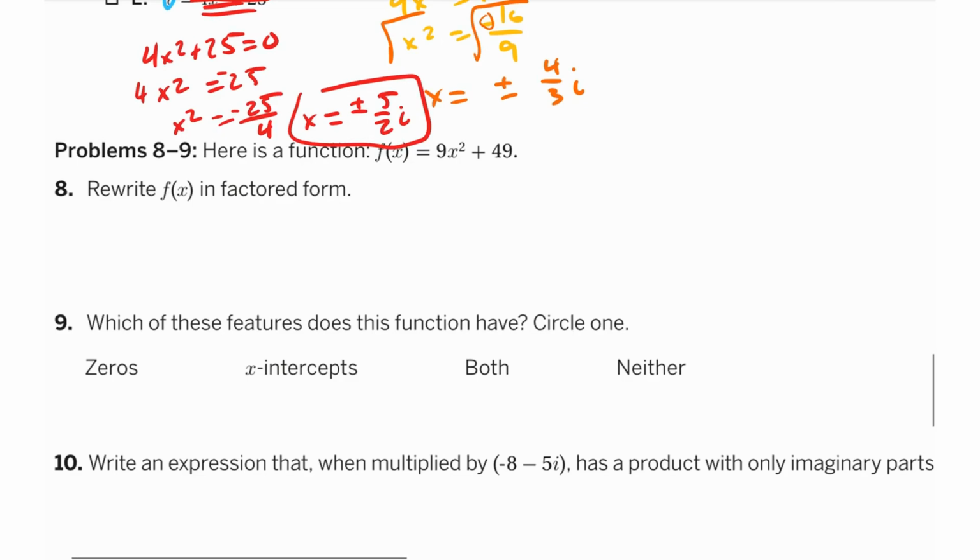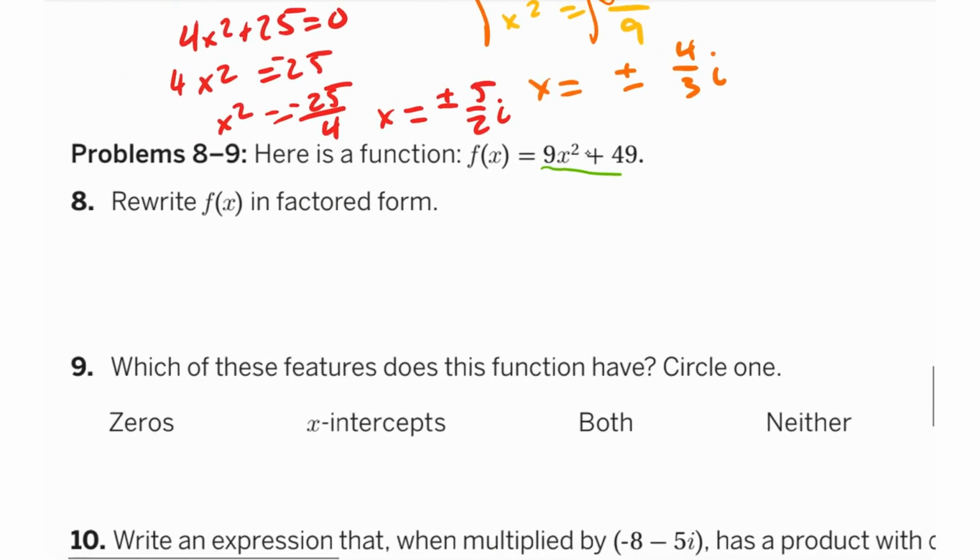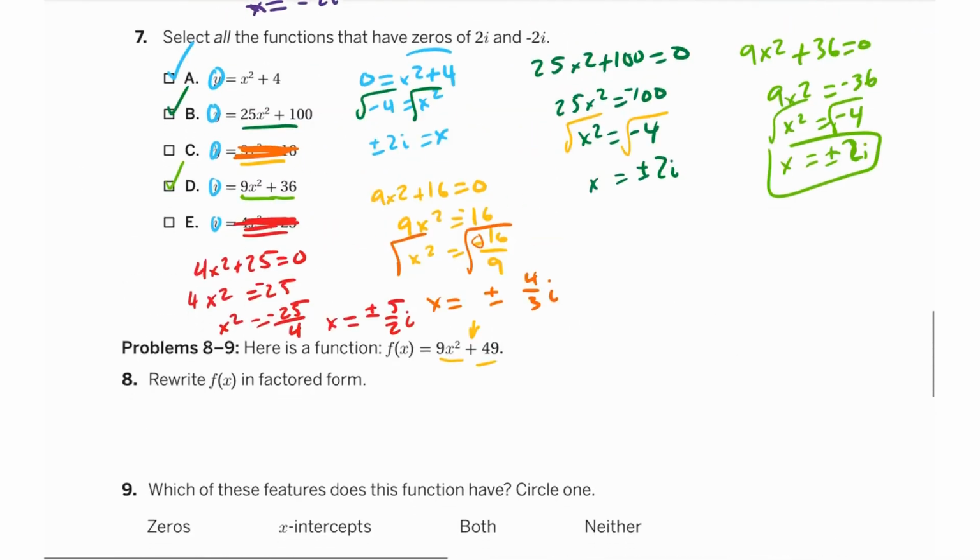Problems 8 through 9. We have a function f of x equals 9x squared plus 49. I may have to do this one one way and then come back to change this up, because when I look at this, first of all, there's no greatest common factor. It's not a difference of squares because it's not subtraction. I can figure out the answer because I know the stuff about i's here, but I want to show you one method to help out if you need it, so that we can have our two solutions, going backwards from what we did in number 7.